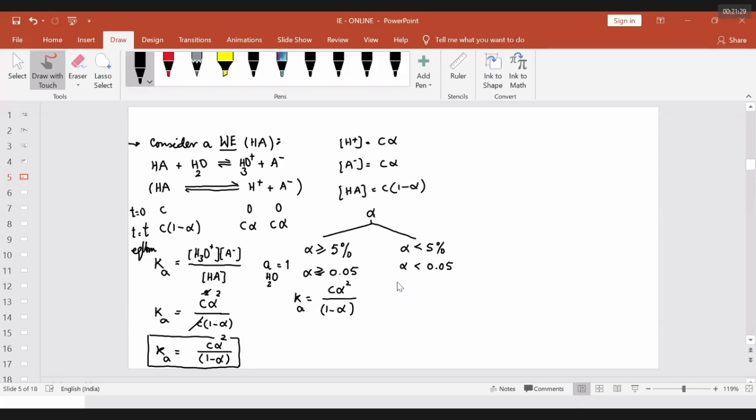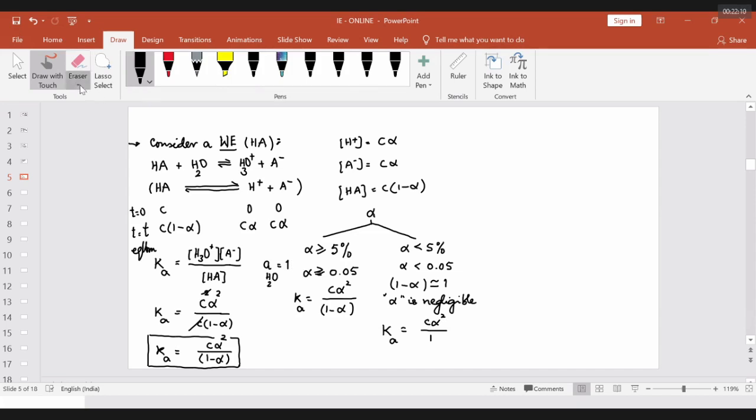If it is so, people say 1 minus alpha is almost equal to 1. What is the reason? At this stage, we say alpha is negligible. And if it is negligible, what is to be done? Ka is equal to, how to neglect it? Sir, the word neglection comes when there is a comparison. In the numerator, we don't have a comparison. In the denominator, I am comparing alpha with 1. Therefore, this C alpha square remains as it is. This 1 minus alpha becomes 1.